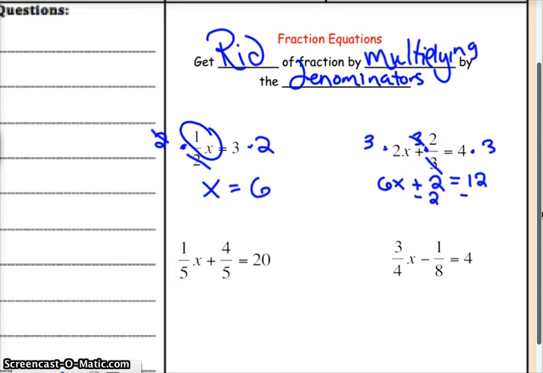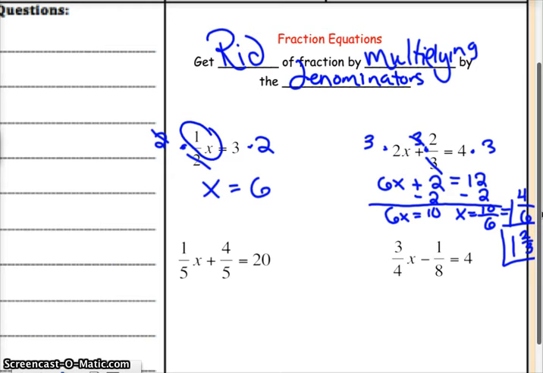Minus 2, 6x equals 10. X equals 10 divided by 6. 6 goes into 10 one time. 4 remains. 6 on the denominator. 1 2/3. Can you put it as a decimal too? Sure, I don't care. Absolutely. Okay, next one.